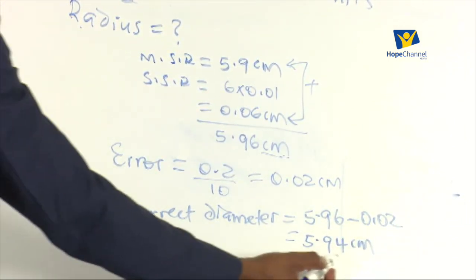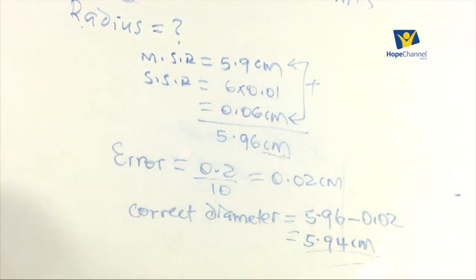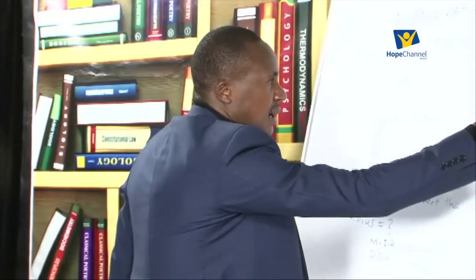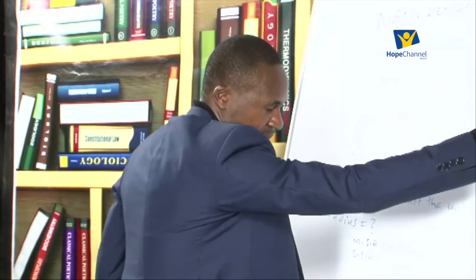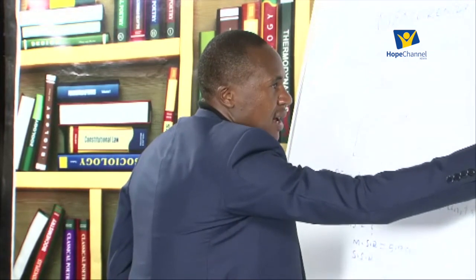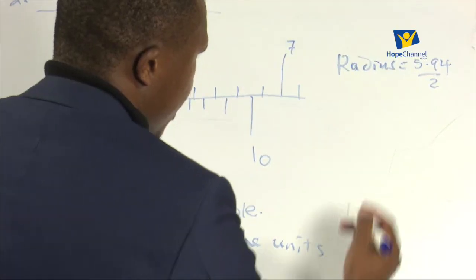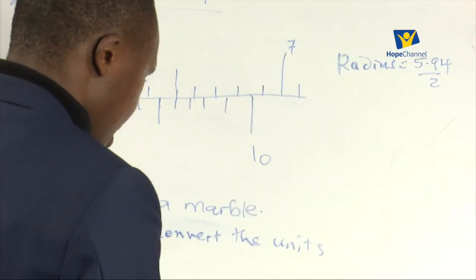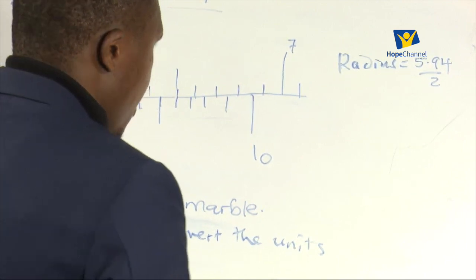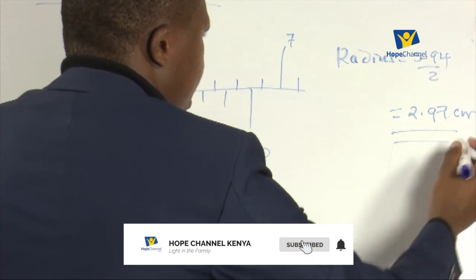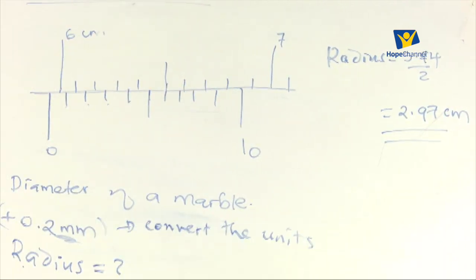Now that is the diameter. We have not answered the question. The question requires us to give the radius of that marble. Of course, we know that the radius is half the diameter. So then our radius becomes 5.94 divided by 2. What shall we obtain? Use a calculator. 5.94 divided by 2, we have 2.97 centimeters. So that is the correct answer that is going to be marked if that is the question that was given to us.